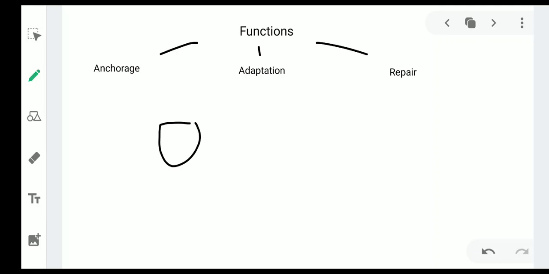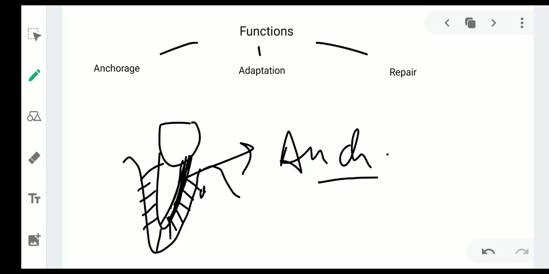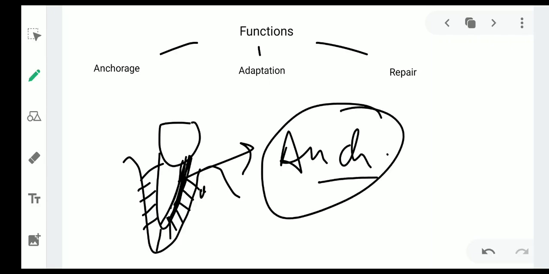So if basically you have a tooth here, it remains in its socket due to the periodontal ligament. The attachment of the periodontal ligament is on one side to the bone and on the other side it is to the cementum here. So cementum provides anchorage to the tooth, and it attaches it to its socket.